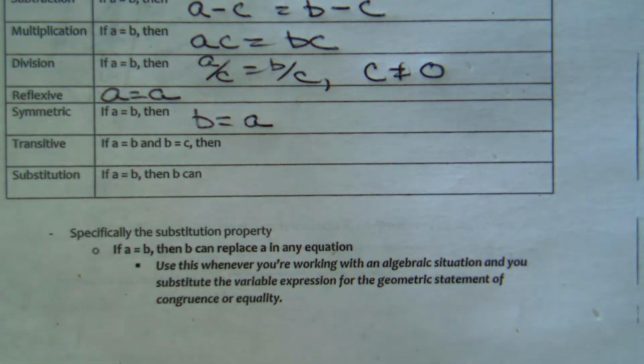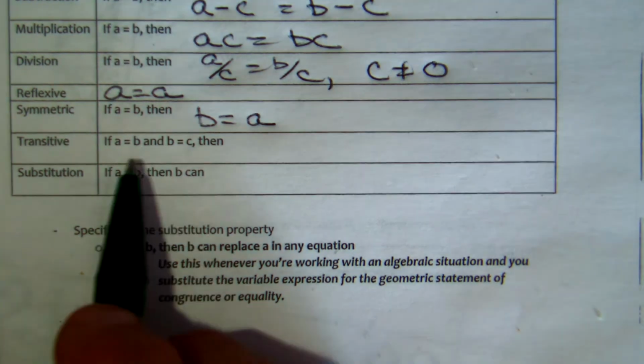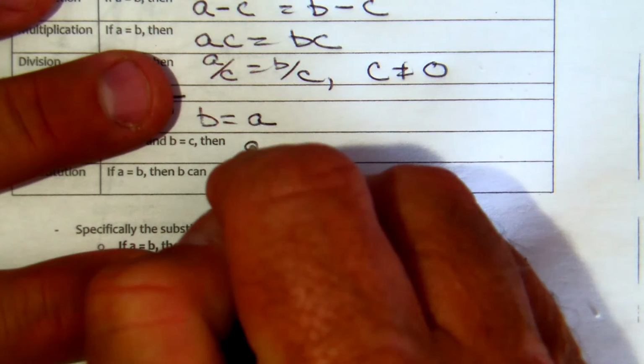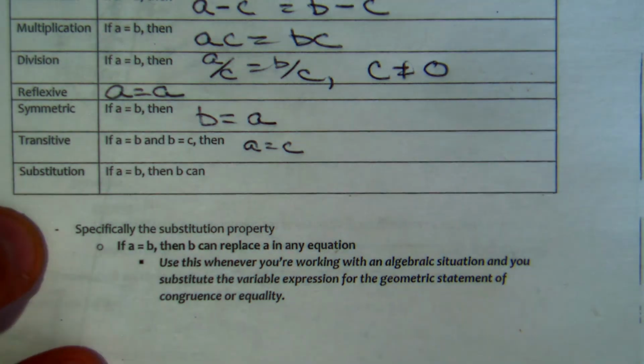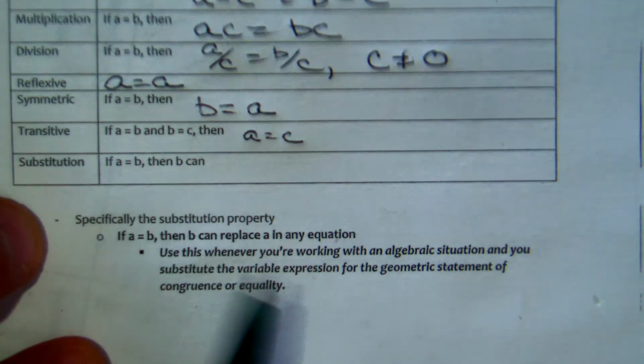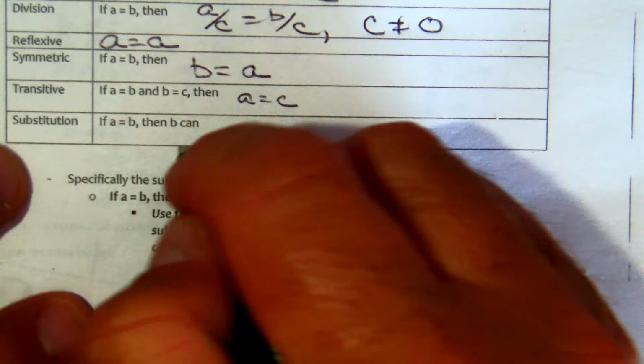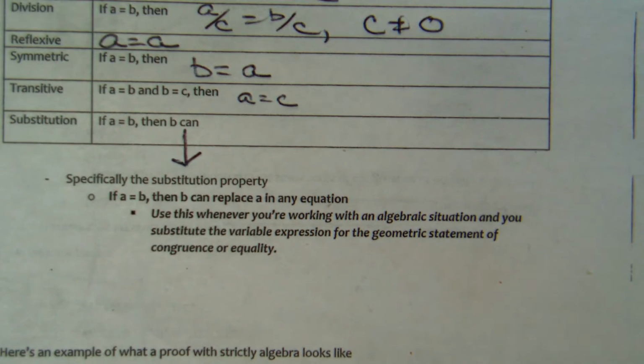Transitive property, this is where things get useful. If A equals B and B equals C, then A is equal to C. Basically what we're saying is if two things are equal to the same thing, then they're equal to each other. And then finally, substitution is written underneath. If A equals B, then B can replace A in any equation. You're going to use this whenever you're working with an algebraic situation and you substitute the variable expression for the geometric statement of congruence or equality.